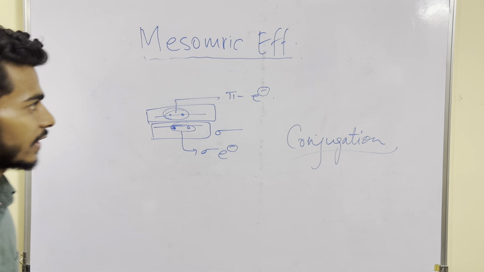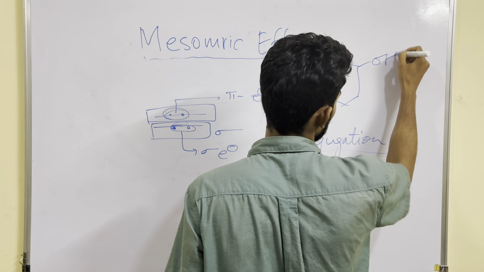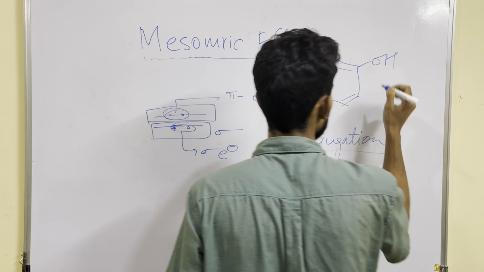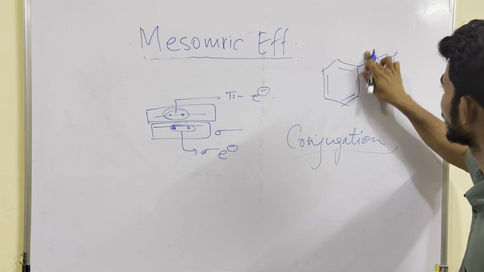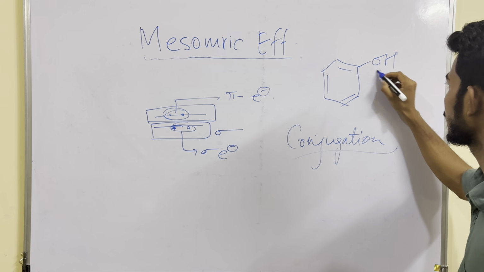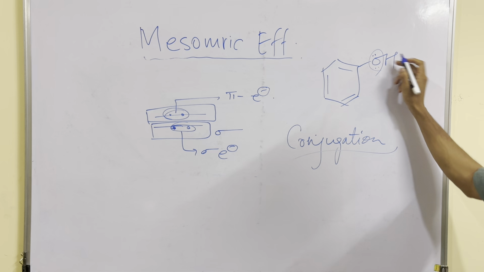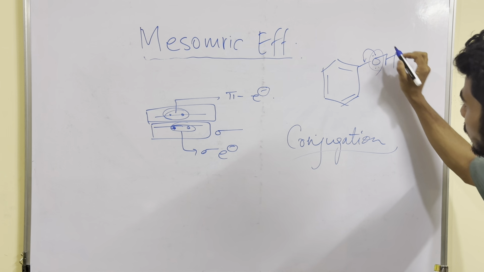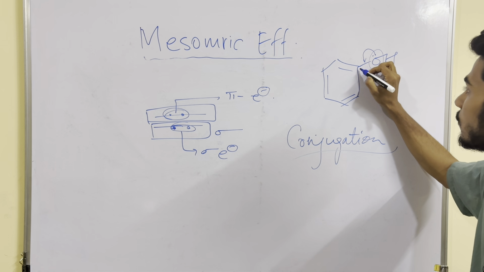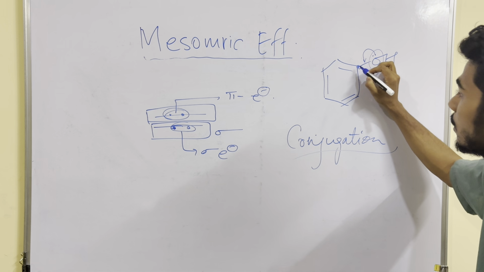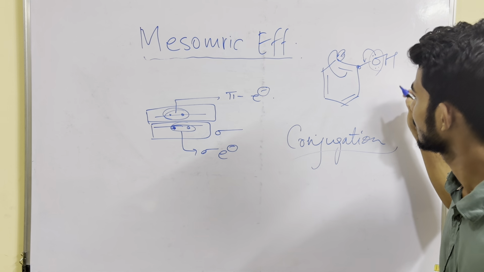For example, take benzene or phenol. In this, what will happen? This oxygen will donate electrons. If it is highly electronegative, it can attract the electron, but since here hydrogen is also attached with the oxygen, it will donate its lone pair. So this lone pair will come here. When this lone pair comes here, there will be 5 bonds on that carbon. So one bond will go to that carbon, and it will become negatively charged.